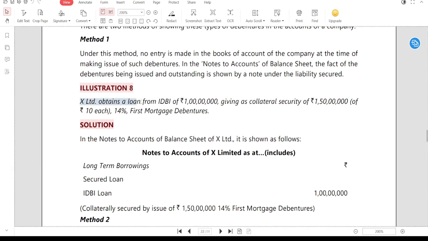X Limited obtains a loan from IDBI of rupees 1 crore, giving as a collateral security rupees 1 crore 50 lakh of rupees 10 each 14% first mortgage debentures. It means 1 crore का लोन है और सिक्योरिटी कितना है, 1 crore 50 lakhs, means 15 lakh debentures of rupees 10 each. Got it, Jivita? 15 lakh debentures of rupees 10 each. Okay, and the debenture percentage is 14%. So let's discuss how the accounting treatment will be done. देख लीजिए क्वेश्चन को.